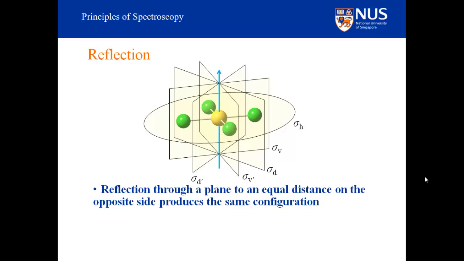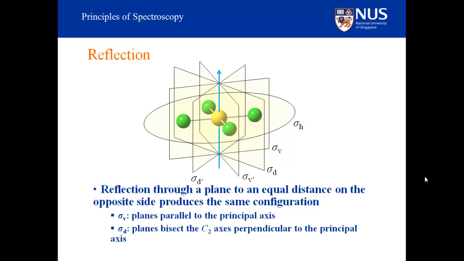So what is reflection? To define it properly, it is the action whereby the reflection through the plane to an equal distance on the opposite side produces the same structure or configuration. So we have the sigma v mirror planes which are parallel to the principal axis, and also the sigma d mirror planes which are also parallel to the principal axis, but they bisect the C2 axes which go through the atoms of the molecules. There are also, of course, C2 axes which lie within the sigma d mirror planes as well. Hopefully you can see some of these. And finally, there is a sigma h mirror plane which is perpendicular to the principal axis.